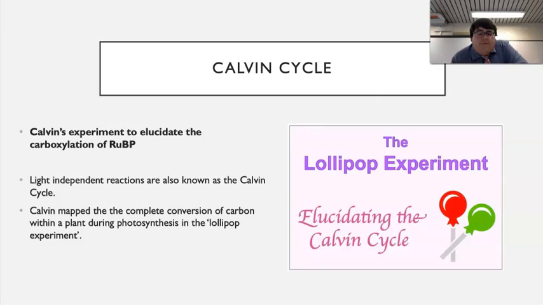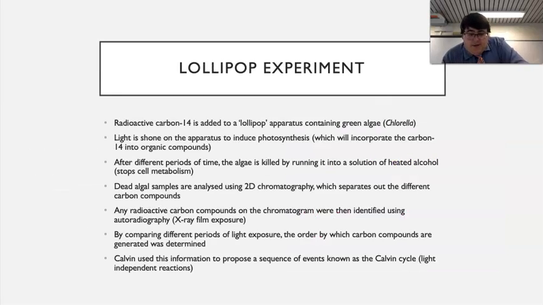who mapped out the complete conversion of carbon within a plant during photosynthesis in something called the lollipop experiment. In the lollipop experiment, radioactive carbon-14 was added to a lollipop apparatus, and I'll link another video on doing science right to help explain this a little bit. They added the radioactive carbon-14 to a lollipop apparatus which contained green algae, which was chlorella.